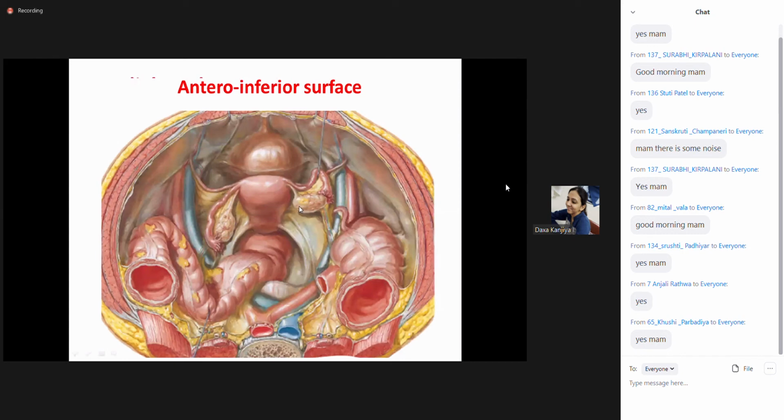Antero-inferior surface. See here the anatomical position. You can make out the three viscera, which are urinary bladder, uterus, and rectum with the sigmoid colon, right? The portion which lies between the bladder and the anterior aspect of the uterus is the antero-inferior surface. So the antero-inferior surface of the broad ligament is related with the urinary bladder and the paravesical fossa, the fossa which lies on either side of the urinary bladder.